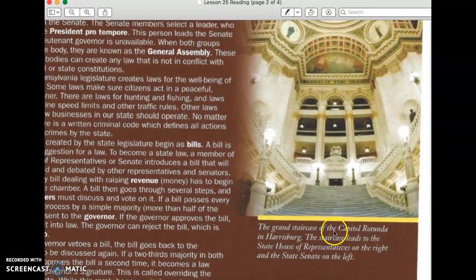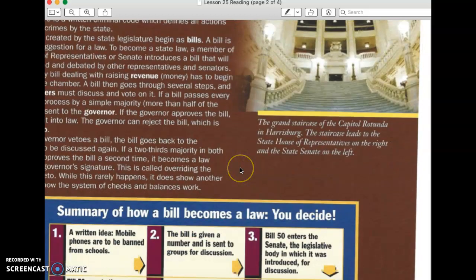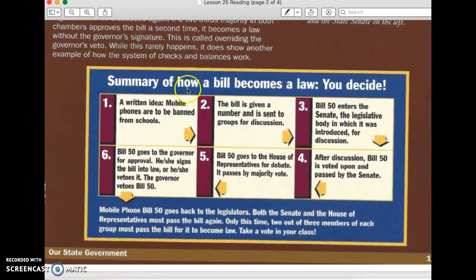This is the grand staircase of the Capitol Rotunda in Harrisburg. The staircase leads to the State House of Representatives on the right and to the State Senate on the left. Here is a summary of how a bill becomes a law. 1. A written idea: mobile phones are to be banned from schools. 2. The bill is given a number and it's sent to groups for discussion.